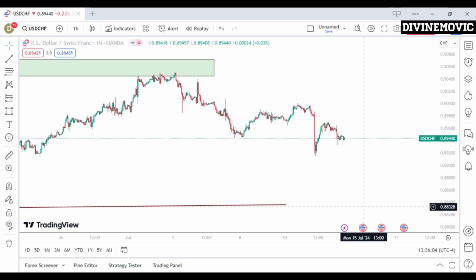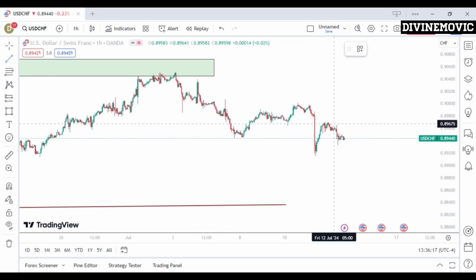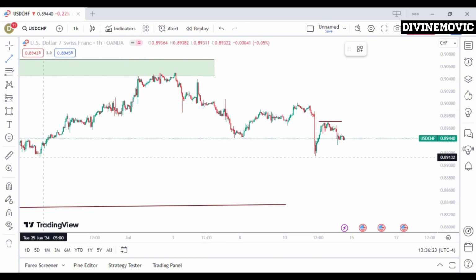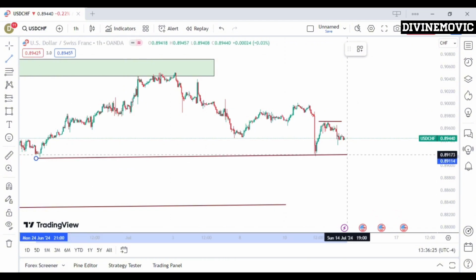What I'm basically going to understand now is this. I'm looking to sell. And where am I selling from? I'm going to be expecting price to come back, buy a bit, then sell. And where am I going to sell from? Having identified this point as a point of liquidity, and as you can clearly see, this point is also a point of liquidity.